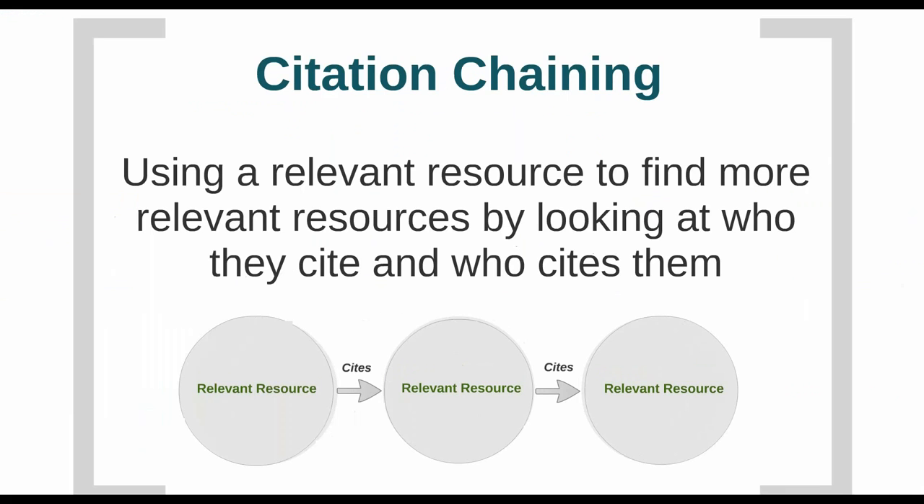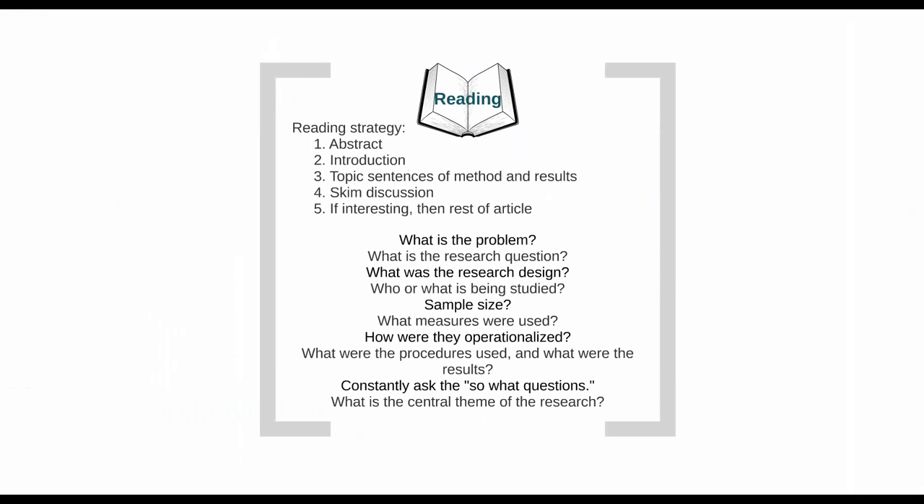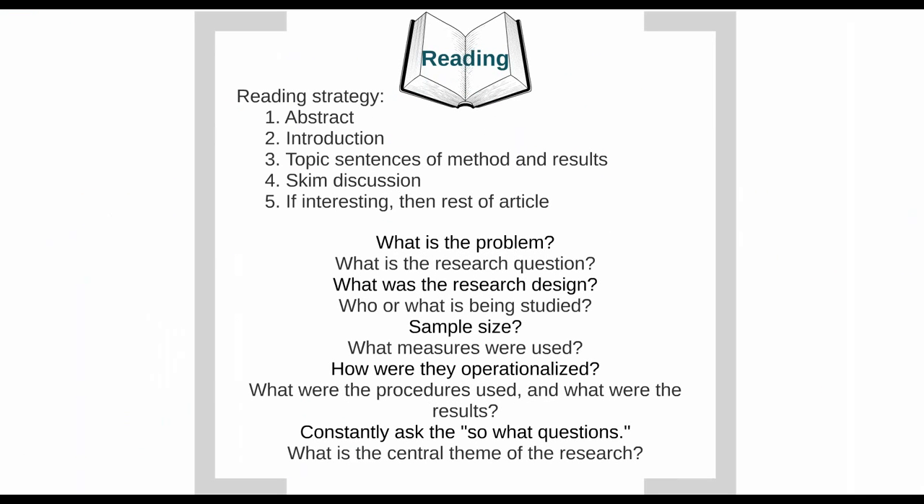Okay. We talked about citation chaining. Reading, one strategy, obviously you've got to read the abstract, read the topic sentences. Look at the methodology, not only to see what they've done and the results of what they found, but also about modeling your own methodology around that. So you don't have to start from scratch. You can really look at what other people have done.